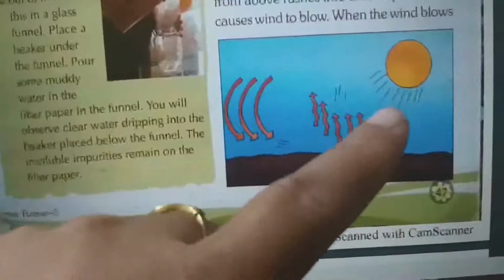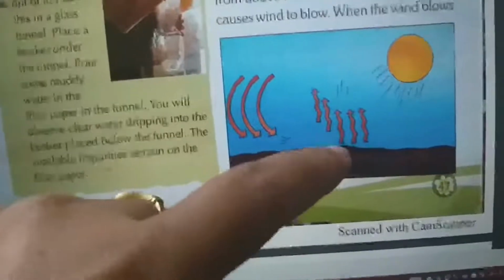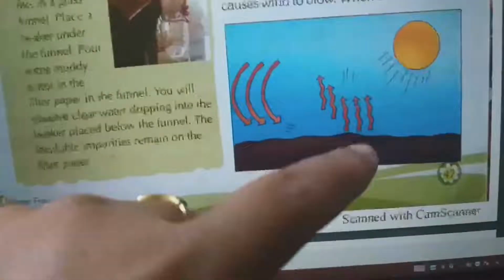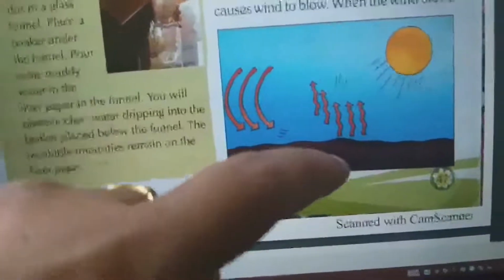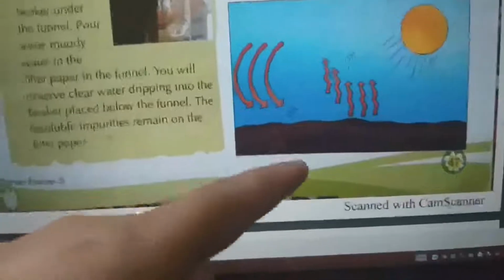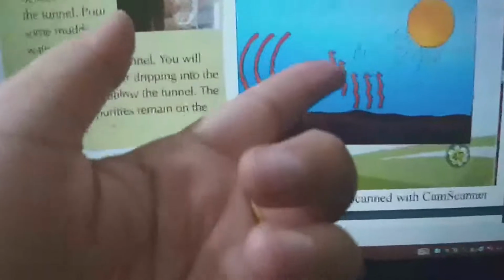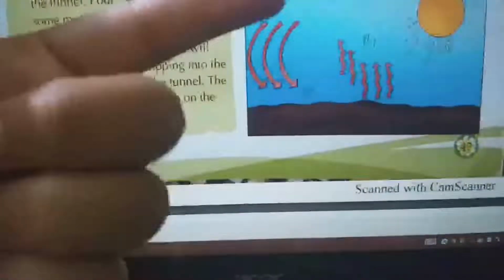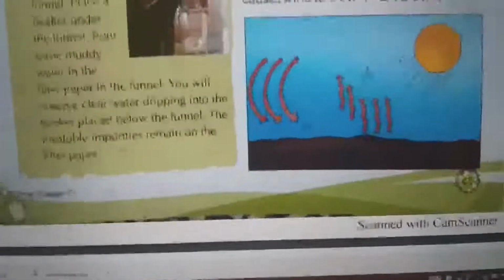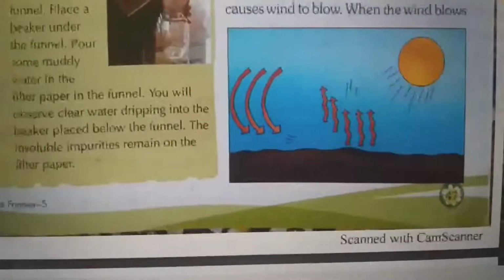So you can see the diagram given in the book. This is the land during the daytime when the sun shines. The land becomes hot very quickly, and the air above the land also becomes hot. Once it is hot, it becomes very light and starts moving upward. So this is the hot air moving upward, and the cooler air, which is heavier, starts moving downward. So cool air is coming down and the hot air is moving up. This process causes the wind to blow.